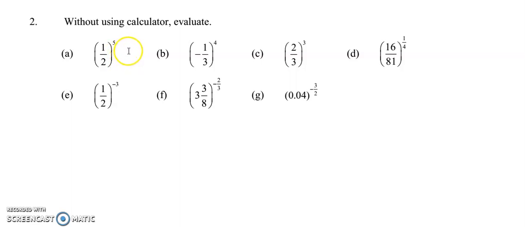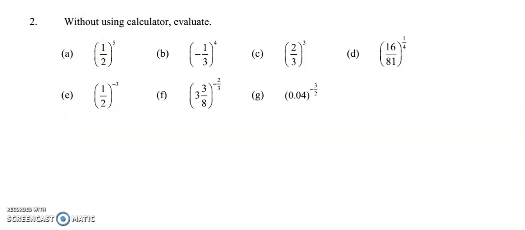To answer question 2 well, you need to remember those simple indices, like 2 power of 5 equals 32, 2 power of 3 equals 8, 2 power of 2 equals 4, 3 power of 2 equals 9. Those simple indices you need to remember. Then you can do it very fast. Alright, so now I am going to show you how to answer this.